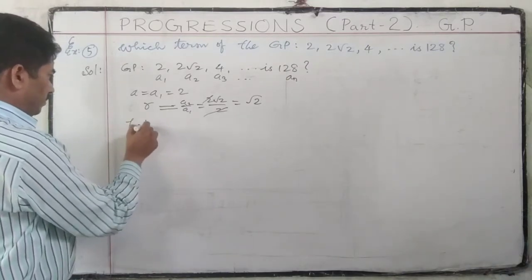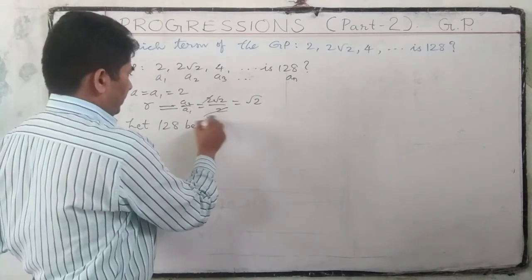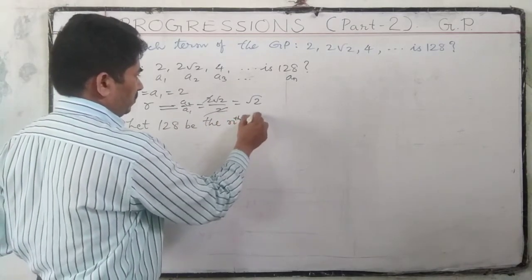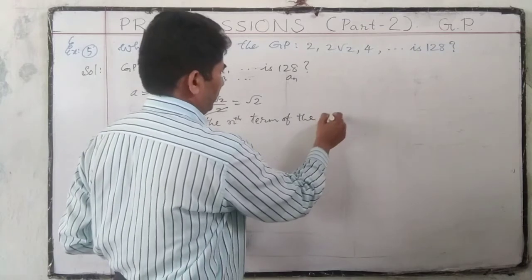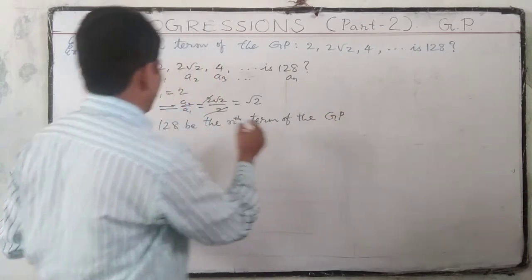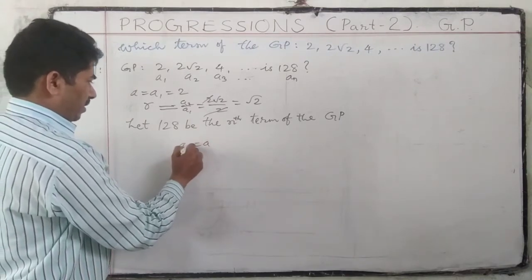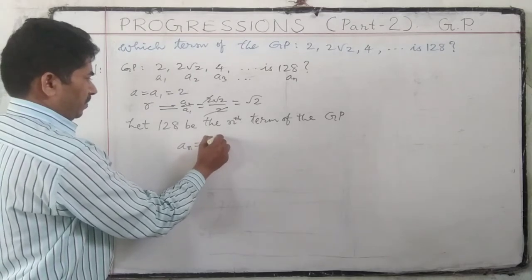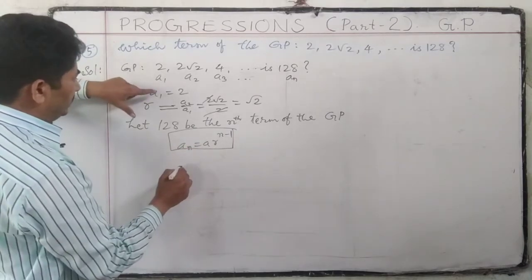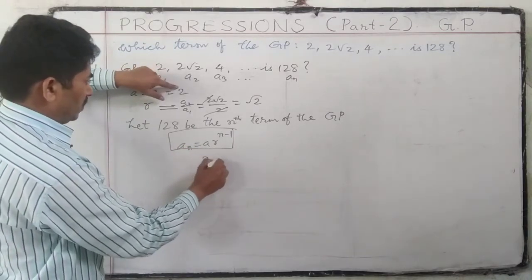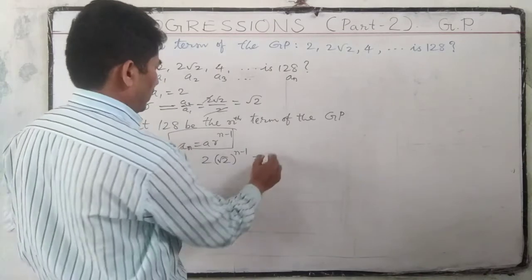Let 128 be the nth term of the given GP. Then we can write, we know nth term AN is equal to AR to the power of n minus 1. In this, A is 2, R is root 2, and this is given 128.